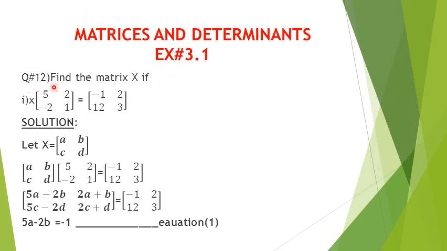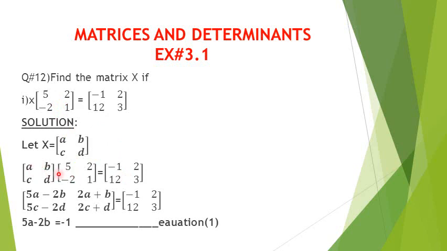Okay, now question number 12. Find the matrix X. This is matrix X. Right now I don't know what matrix X is, because this is order 2 by 2, this is order 2 by 2. So what I took, I suppose X is a 2 by 2 matrix and the elements are a, b, c, d. So in place of X, I put a, b, c, d. This is the same, this is the same.